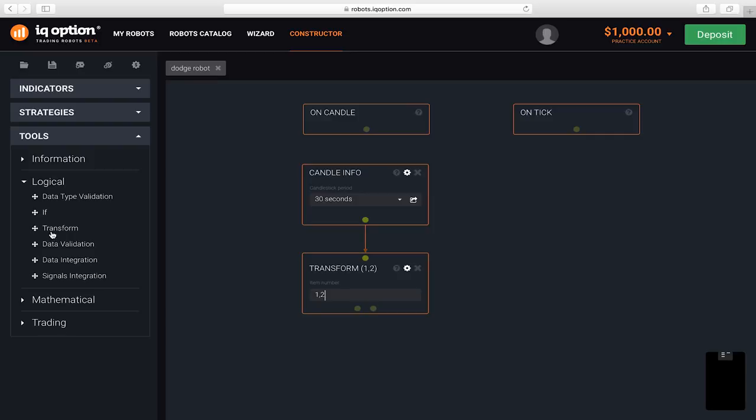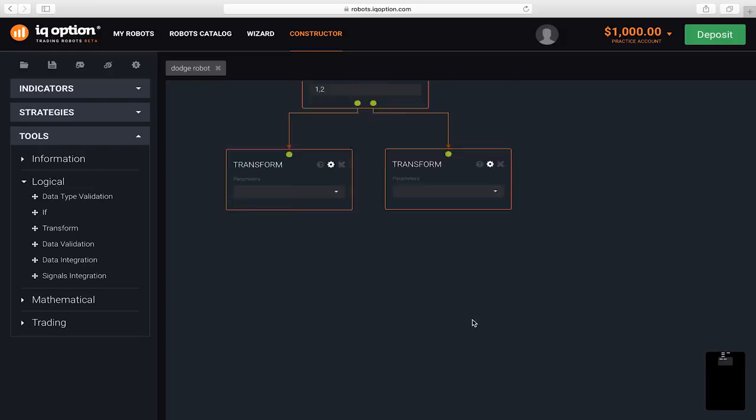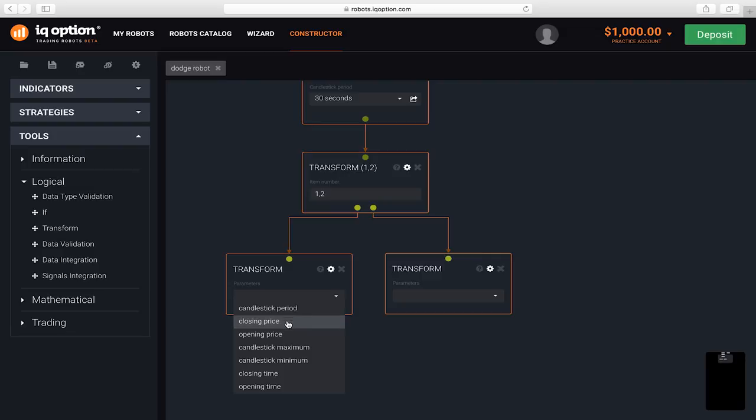Now use two more transform blocks to get information about the closing price and opening price from these candles. Establish connections between the blocks, open the settings, and select the desired values in the drop-down list, the opening price and closing price.